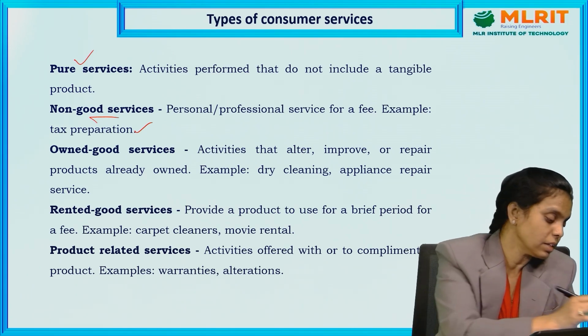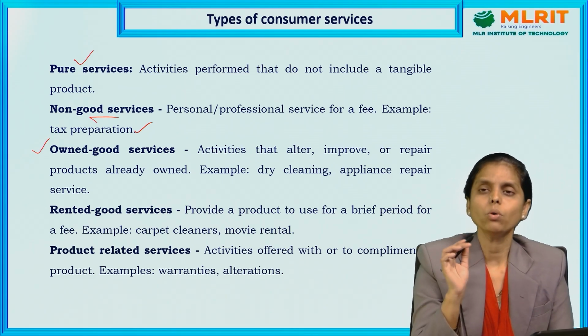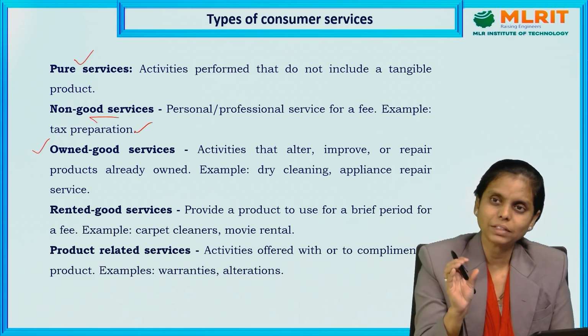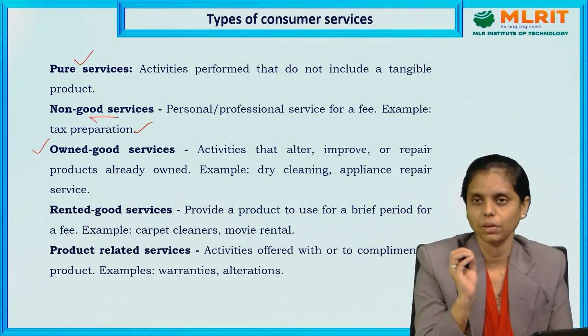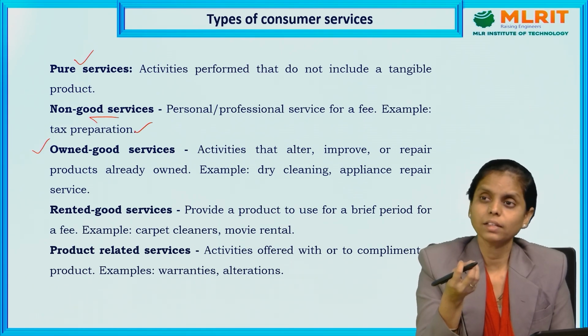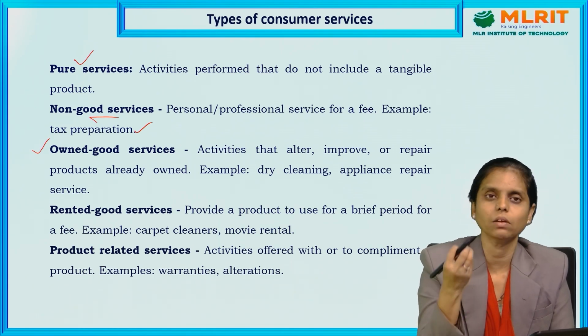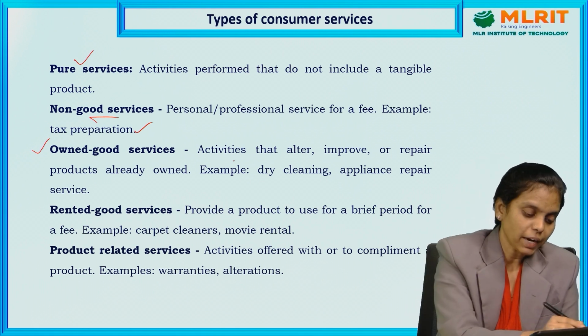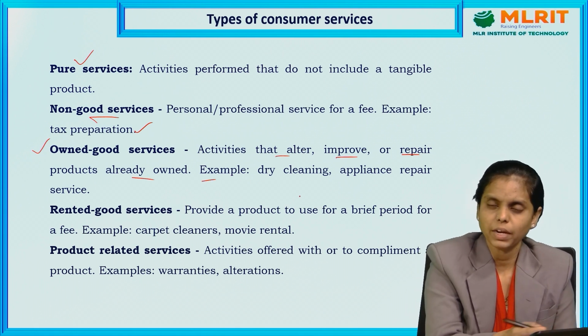But there are certain types of services that are associated with goods. That is owned good services. That means when we purchase a good, associated with that there are certain services available. For example, installation service. I get that installation service only when I have purchased a certain good from them, then the installation will come. Activities that alter, improve or repair the different types of products that we have, like dry cleaning and all.